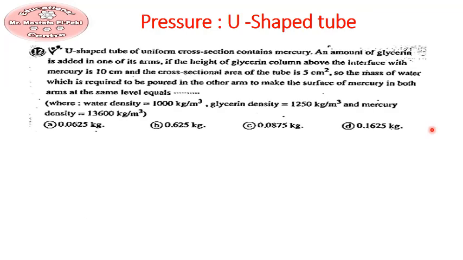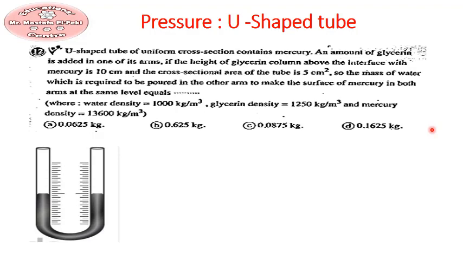A U-shaped tube of uniform cross-section area contains mercury. An amount of glycerin is added in one of its arms. If the height of glycerin above the interface with mercury is 10 centimeter and the cross-section area of the tube is 5 centimeter square, so the mass of water which is required to pour in the other arm to make the surface of mercury in both arms the same. At first, this is the U-shaped tube that contains mercury. Glycerin is poured. What is the amount of water to make the level of mercury equal on both sides?